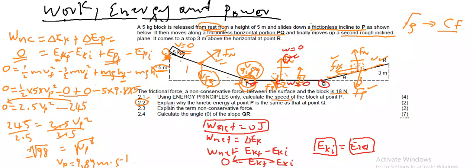When they are equal, what does that mean? The question says explain why the kinetic energy at P is the same as at Q. The reason is that the net work done is equal to 0, but I am showing how it comes about: they are equal only if the net work done is equal to 0. Therefore the velocity here, since the kinetic energy is the same, is 9,89. Then they say it comes to a stop. So here the object comes to a stop, the velocity is equal to 0 here.